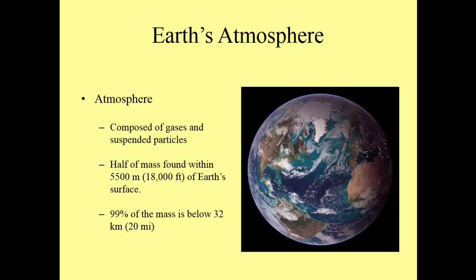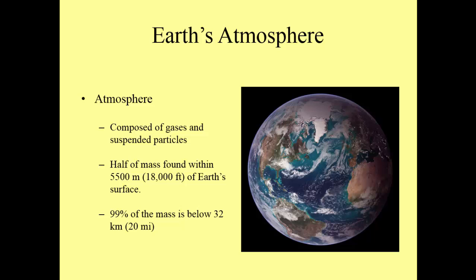So, just a few things to talk about here. First of all, our atmosphere is composed of gases and suspended particles. Now, most people are aware it's composed of gases, but it also turns out that these suspended particles, which we also refer to as aerosols, are extremely important, and that'll come into play in the future when we talk about things like cloud development and precipitation.